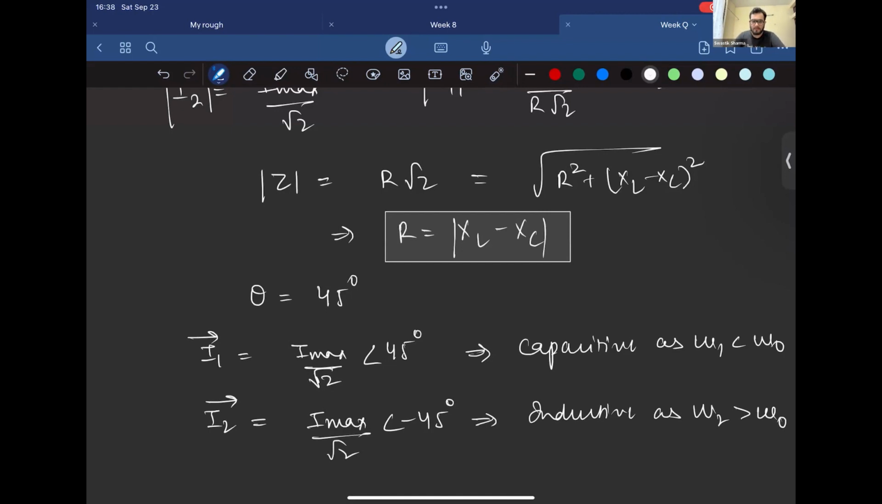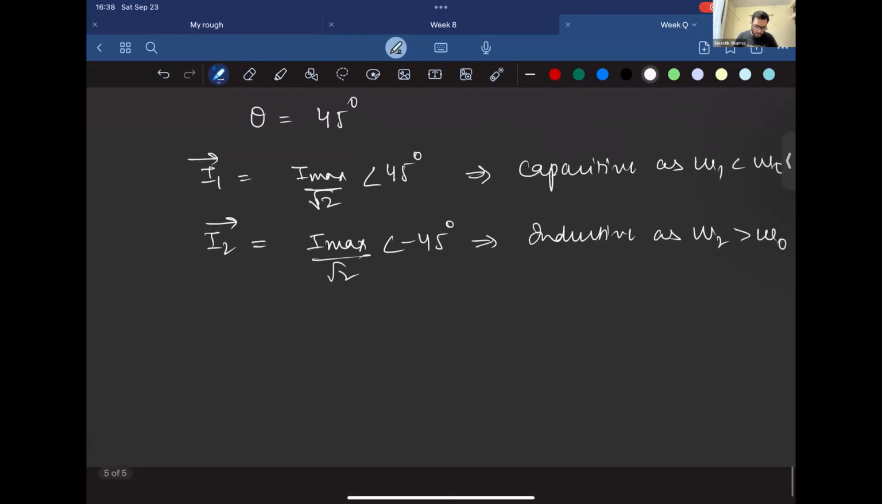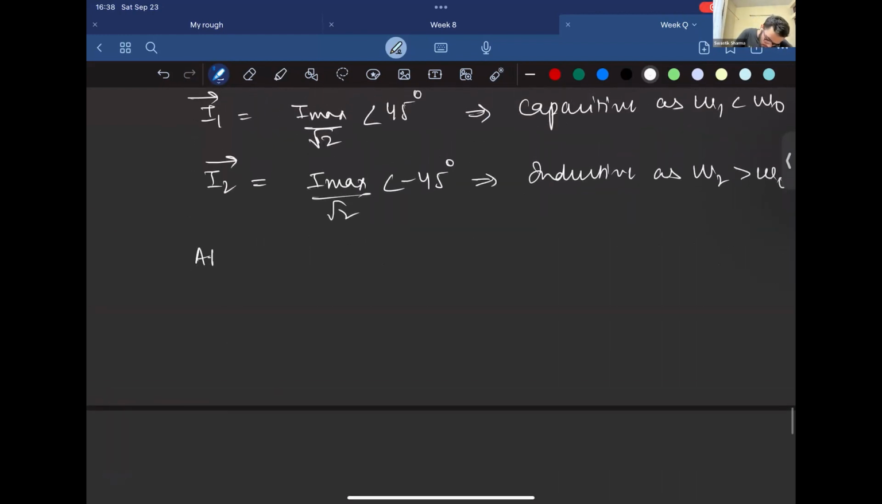So this is what our circuit equations would look like. Now, I told you that at omega 1, mod of XL minus XC is equal to R. So Renessa, can you tell me if I open this modulus, what would come? Would it be a positive quantity or a negative quantity?